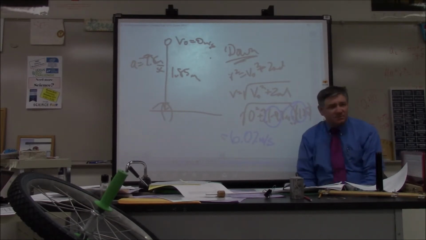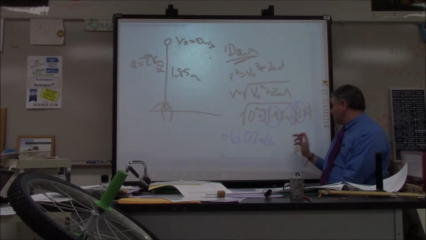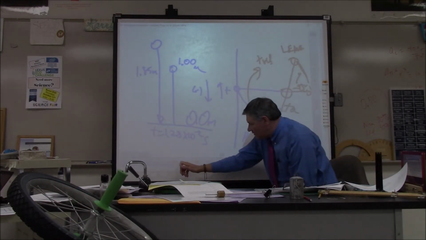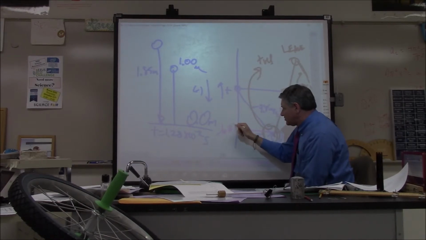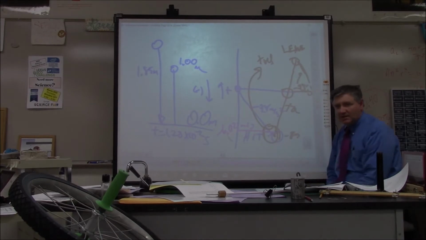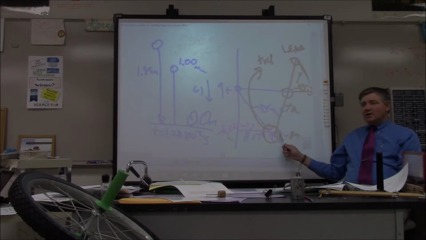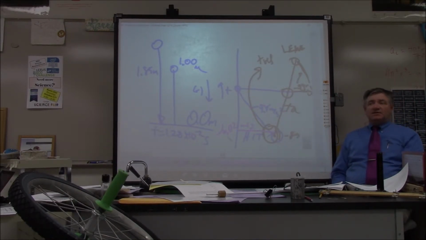So I got negative 6.02 meters per second. Good with that? So at this point on our graph, we know that this thing is going at negative 6.02 meters per second. That's the velocity that it's going to have when it lands. So now that I know this number, what do you know about the velocity that it has when it leaves? Has to be less. Has to be a positive number.